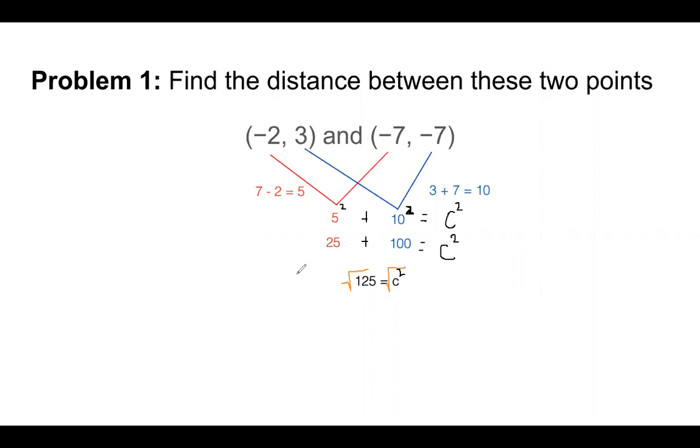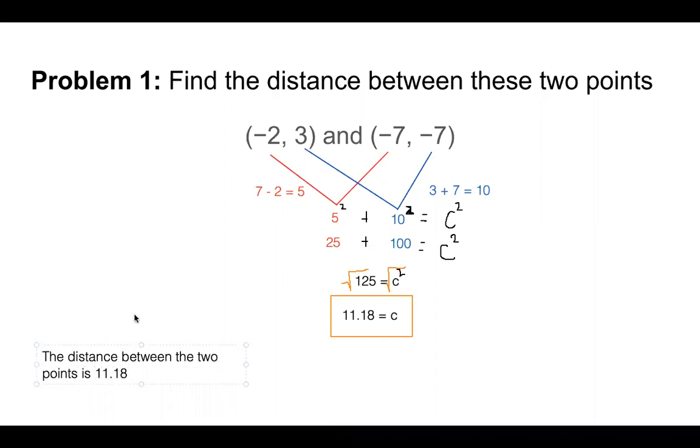The square root of 125 is 11.18 equals c. So now we have our final answer. The distance between the 2 points is 11.18.